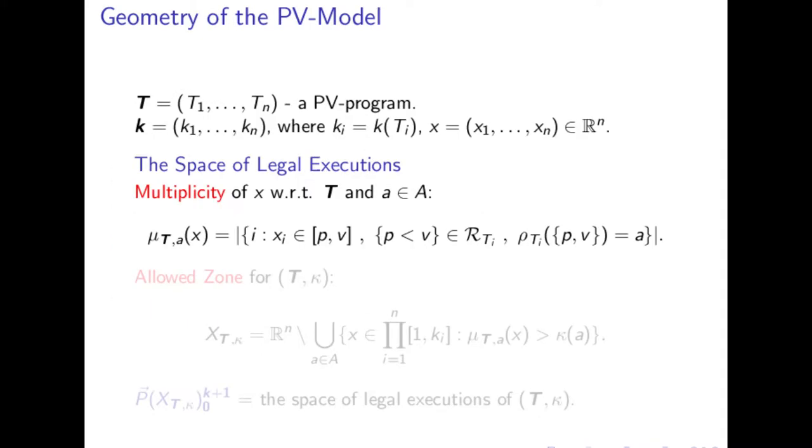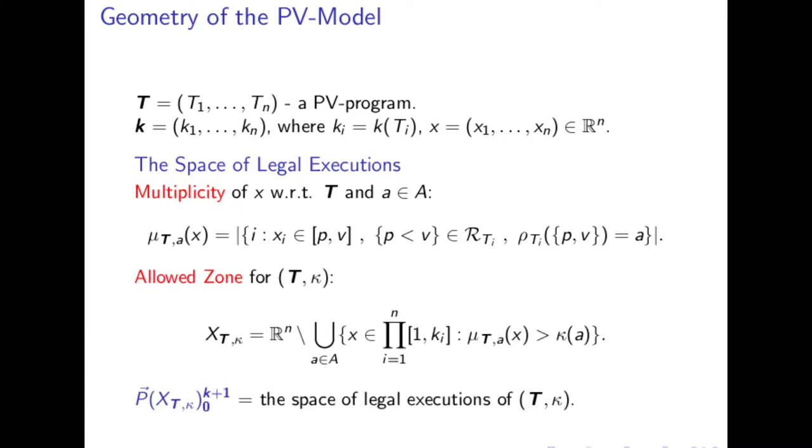In order to describe precisely the path space of the PV model, we will need these notations. Suppose that we have a PV program and we want to encode it, and let k1 to kn denote the length of each program, so the number of accesses, the locks or unlocks, that we perform. We encode it as follows. First, we look at a point in Rn, and given a certain resource A, we look at the number of intervals in each of the coordinates where we use that resource. Formally, it's the number of i's such that xi belongs to the interval pv, where pv is a pair in the partition that corresponds to resource A. This is the multiplicity of x with respect to A and t.